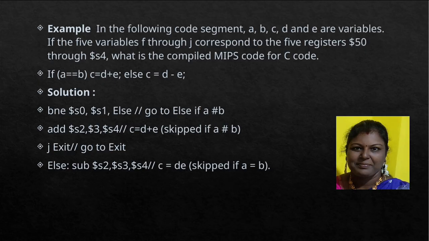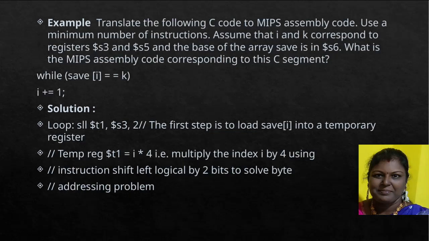Let's look at how to translate this C code into MIPS assembly, keeping the instruction count as low as possible. We start by calculating the address of save[i]. Since each integer is 4 bytes, we multiply i by 4 using a shift-left logical instruction. This shifts the bits of i 2 places to the left, effectively multiplying by 4. We store this result in a temporary register, preparing to access the array element at that calculated offset. This step is key to handling byte addressing correctly in MIPS.